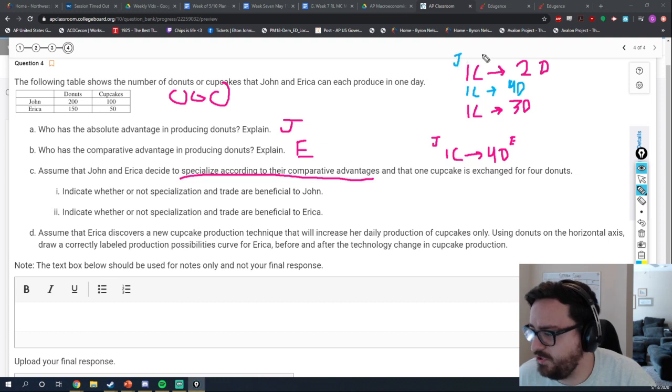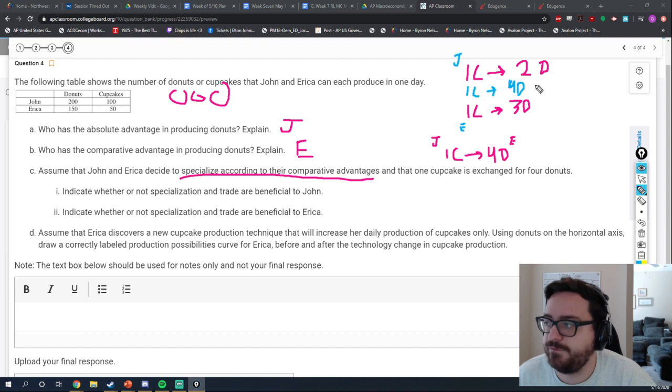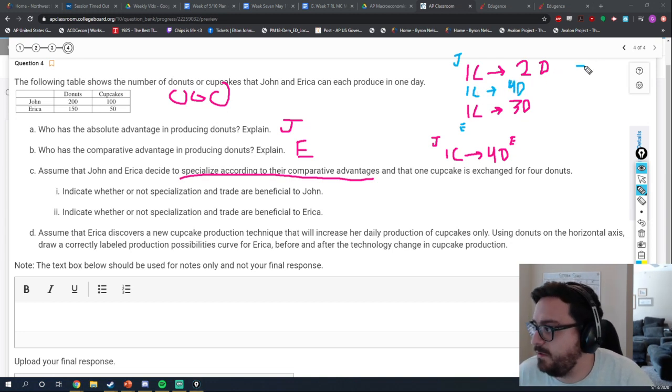First things first. This top one was John's. This bottom one was Erica's. Need to keep track of that. Second thing, it's 1 cupcake from John for 4 donuts from Erica. That is also important for me to keep in mind, frame of reference. So let's start at the top. John used to give up 1 cupcake for 2 donuts. John is now giving up 1 cupcake for 4 donuts. That sounds awesome for John. John is getting 2 more donuts.